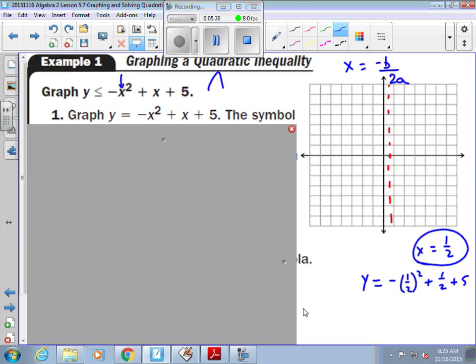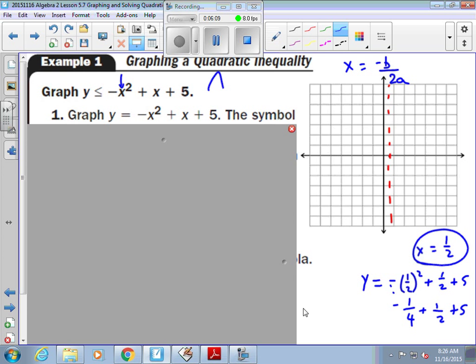Negative 1/2 squared, you have to square 1/2 first. 1/2 squared is 1 squared, which is 1, and 2 squared is 4. So 1/4, and then the negative comes down in front of it to make it negative 1/4. Plus 1/2 plus 5. Let's do easy math here. What is 5 plus 1/2? It's 5 1/2. And what is 5 1/2 minus 1/4? 5 1/4.